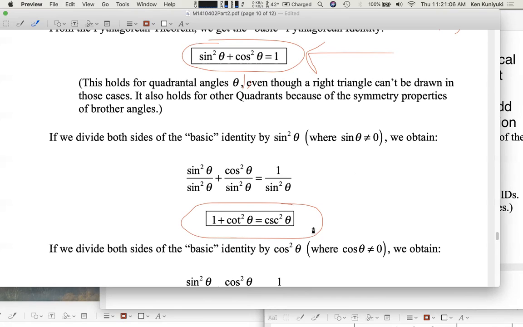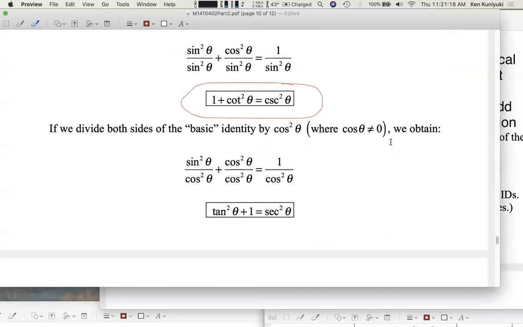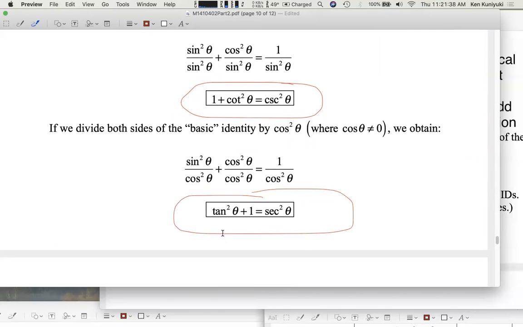To get our third Pythagorean identity, we're going to take this original Big Daddy Pythagorean identity and divide both sides, that is all these terms, by cosine squared of theta. Sine squared theta over cosine squared theta is tangent squared theta, plus cosine squared theta over cosine squared theta itself is 1, equals the reciprocal of cosine squared theta, which is secant squared theta. And here's our third Pythagorean identity. Tangent squared theta plus 1 equals secant squared theta.